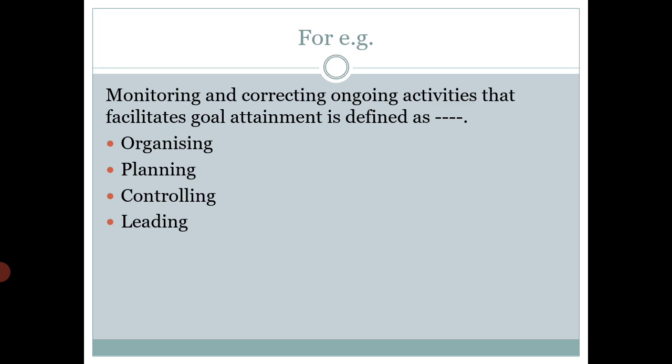What is organizing? Organizing means collecting all the resources together. What is planning? Planning is deciding in advance what is to be done in future, so we draft a plan related to it. Controlling is related to correcting the ongoing activities. Leading is directing the subordinates towards the goal. So here, monitoring and correcting ongoing activities is related to controlling.